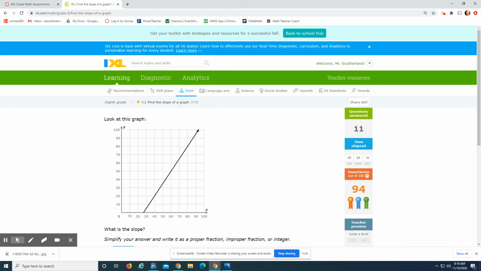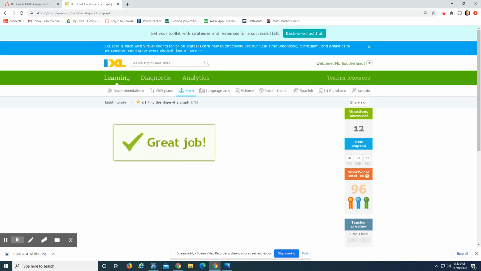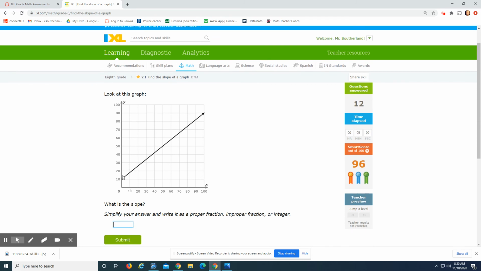It rises 1, 2, 3, and then it runs 2, so 3 over 2. It starts right there and goes right there. So it rises 1, 2, 3, 4, and runs 1, 2, 3, 4, 5. So 4 over 5.